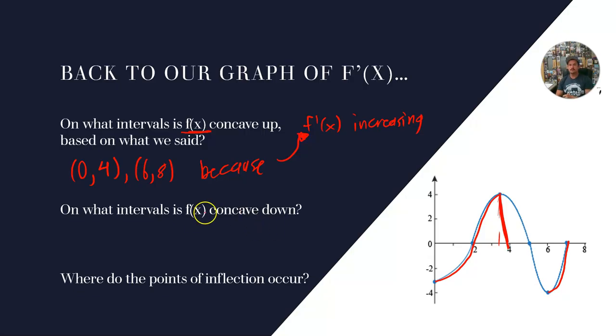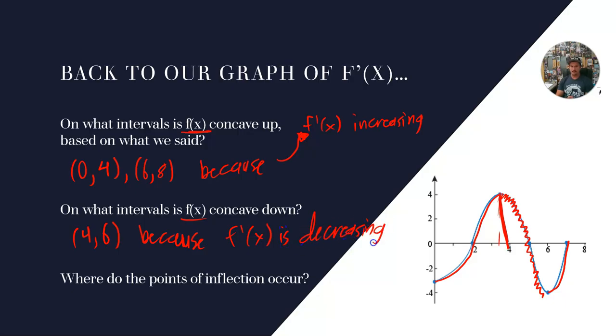On what intervals is f of x concave down? Well, I need to look for where f prime of x is decreasing. That's going to be, call it, from 4 to 6. So on the interval from 4 to 6, f of x is concave down because f prime of x is decreasing on that interval.